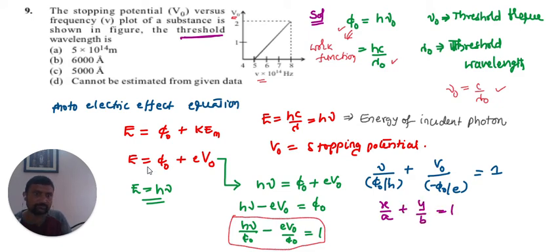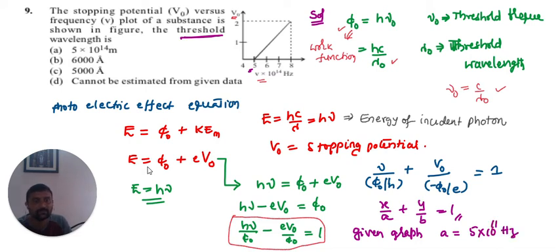b equals 1. In the equation x by a plus y by b, a is the x-intercept and b is the y-intercept. The x-intercept is where the curve cuts the x-axis. From the given curve, the x-intercept is 5 into 10 power 14 Hz. So the x-intercept a equals 5 into 10 power 14 Hz. As per this equation, the x-intercept equals phi naught by h.